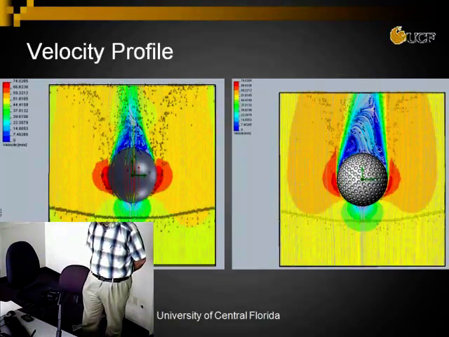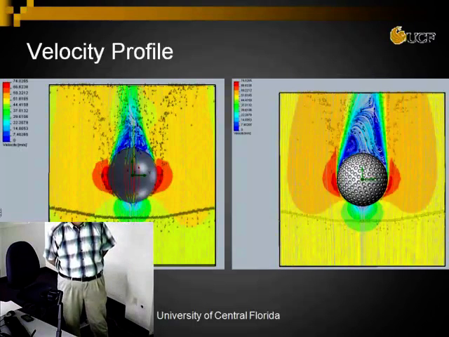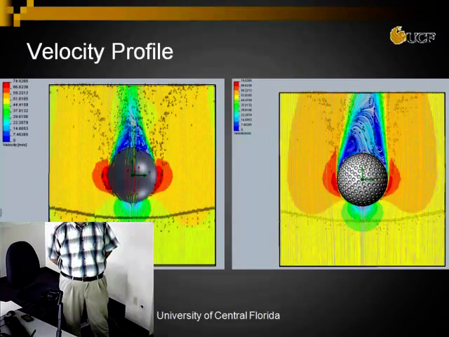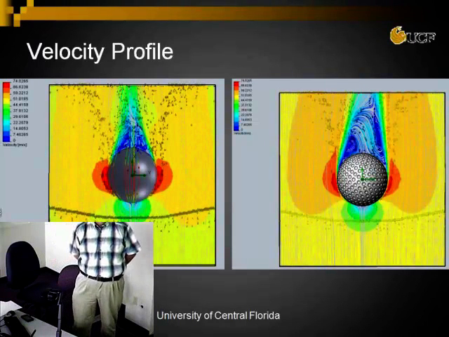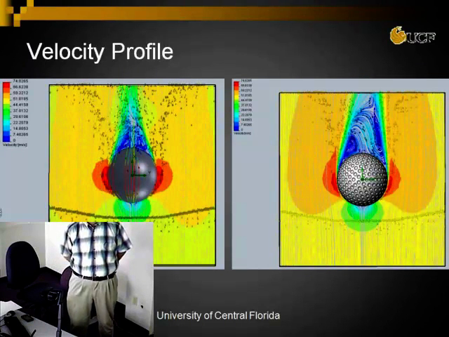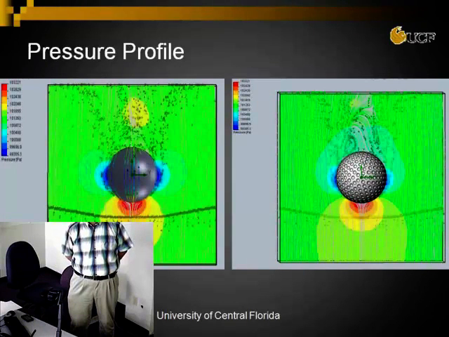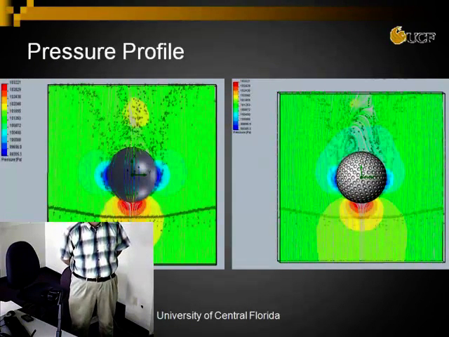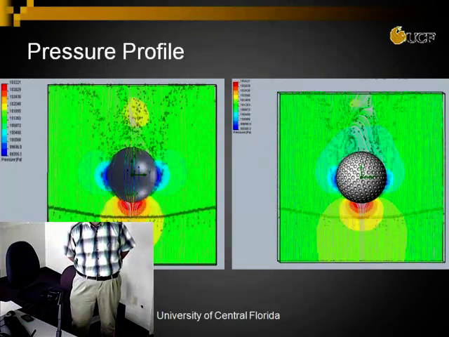In their validation, we did both a smooth sphere and then a dimpled golf ball to show the difference in their velocity profile and pressure profile, as well as the other parameters that I spoke of earlier. In this presentation, I'll just mention the velocity and pressure. The velocity, you can clearly see the tail end, the turbulent flow. I'll come over here.